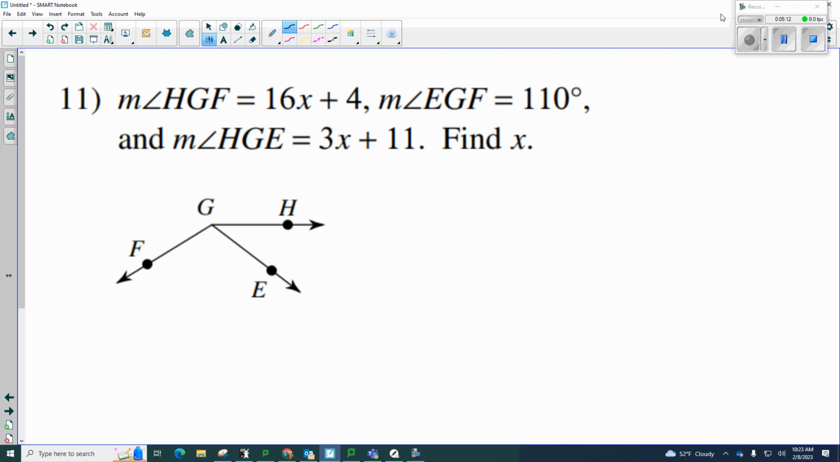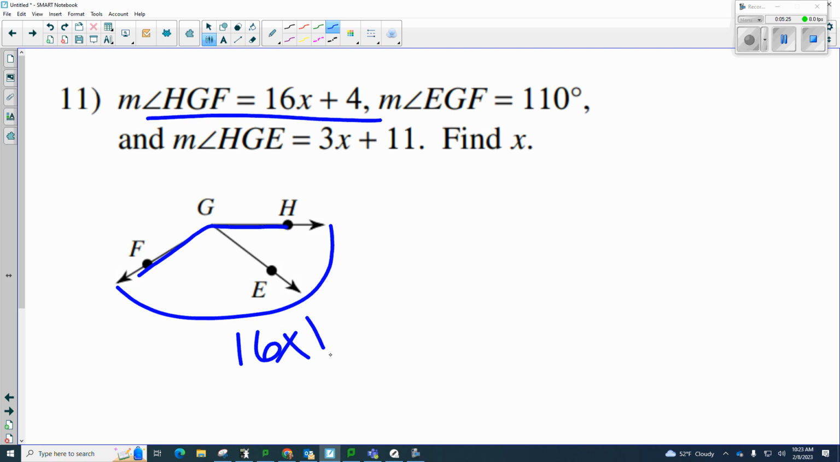Okay, so I'm going to color code here. Let me get a blue. So HGF is 16x plus 4. So remember, trace the letters HGF. That's this whole thing is 16x. I'm sorry, I think I said minus. I meant plus 4. Okay, EGF is 110. Let me trace EGF. So that's this one is 110. Okay, and then we have HGE is 3x.